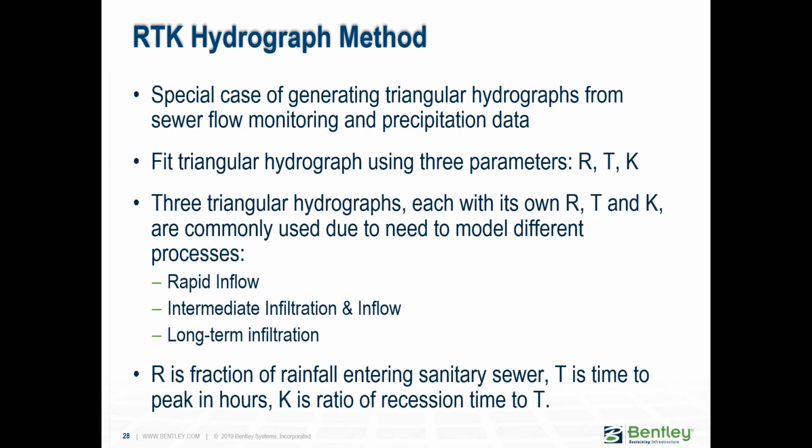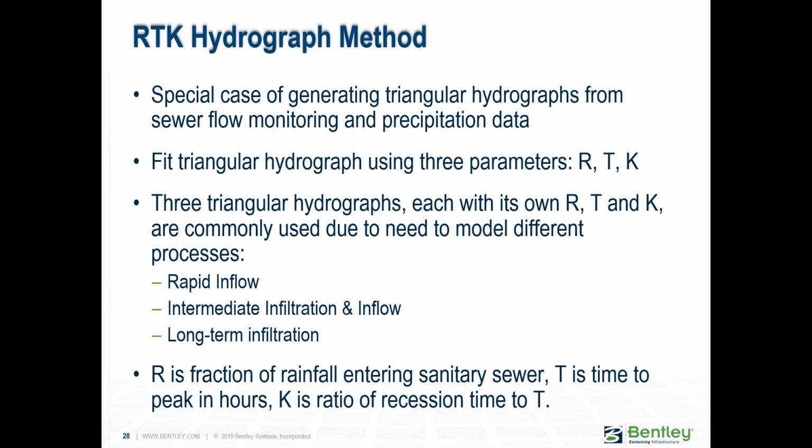The RTK hydrograph method is a special case of generated triangular hydrographs from sewer flow monitoring and precipitation data. It fits a triangular hydrograph using 3 parameters, RTK. Three triangular hydrographs, each with its own RTK, are commonly used due to the need to model different processes: rapid inflow, intermediate infiltration inflow, or long-term infiltration.